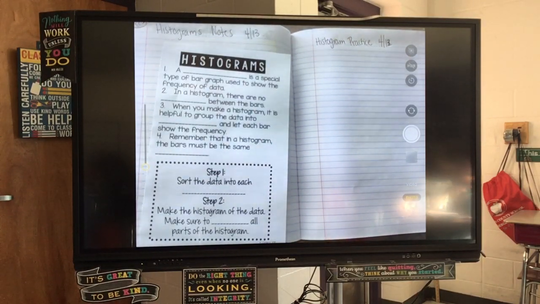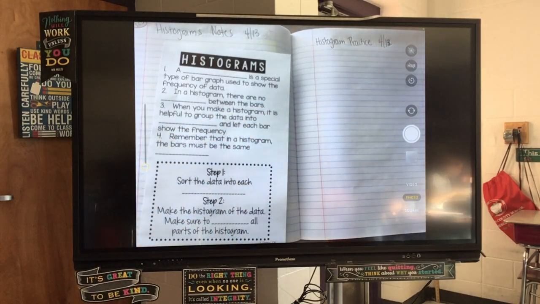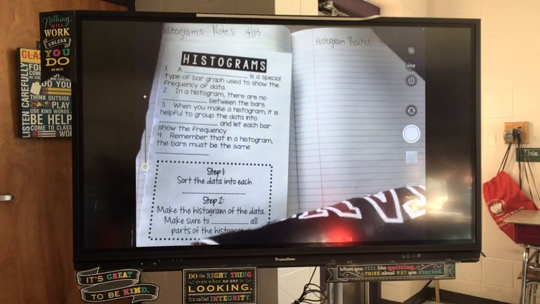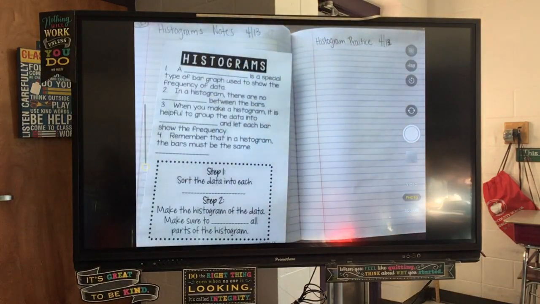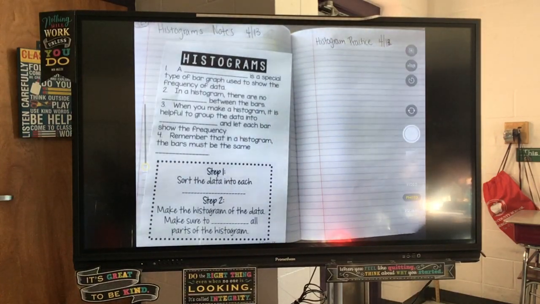We are moving on to histograms today. Histograms are very similar to bar graphs, but they're a little bit different. So we do need to talk about those because you are definitely going to see those on your end of the assessment quiz or test, as well as you will see them on the EOG.